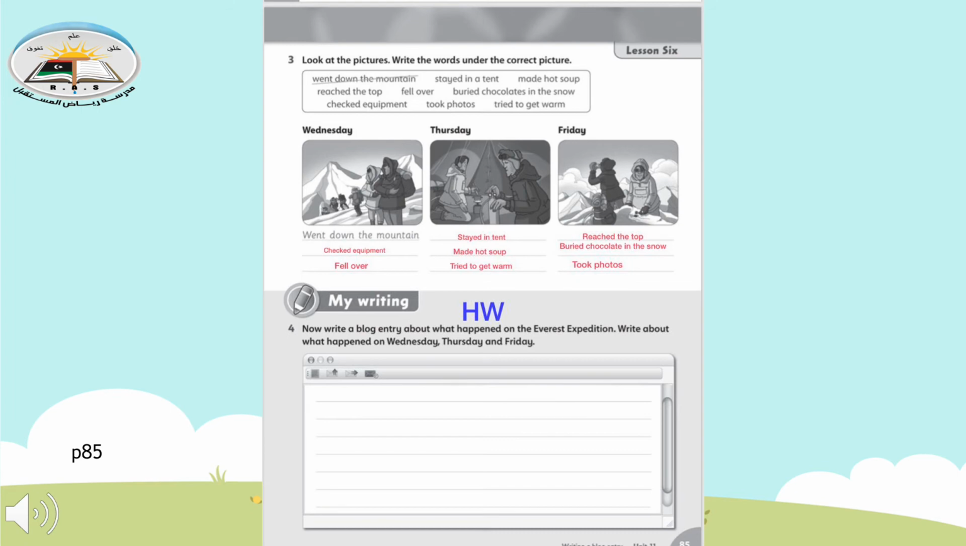The other 2 words are checked equipment, of course, in the first day, and fell over in the first day. The second day, Thursday, we have stayed in a tent, made hot soup, tried to get warm. And then we have Friday, the last picture: buried chocolates in the snow, reached the top, took photos.